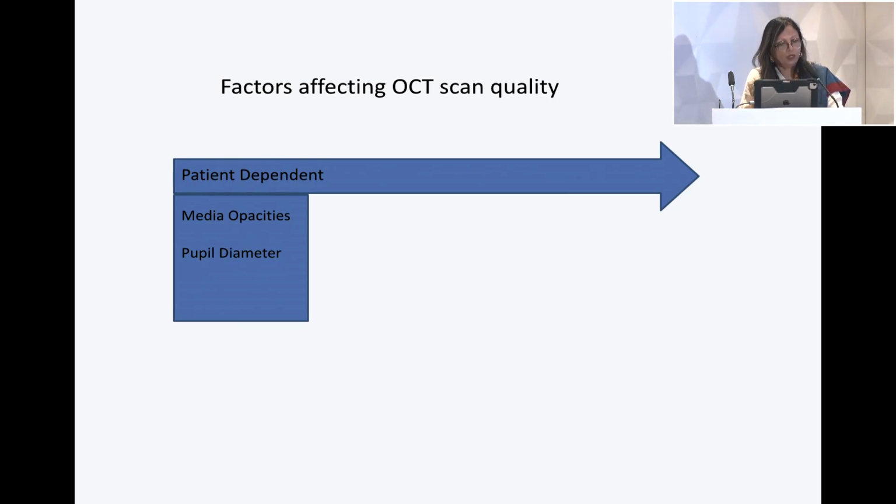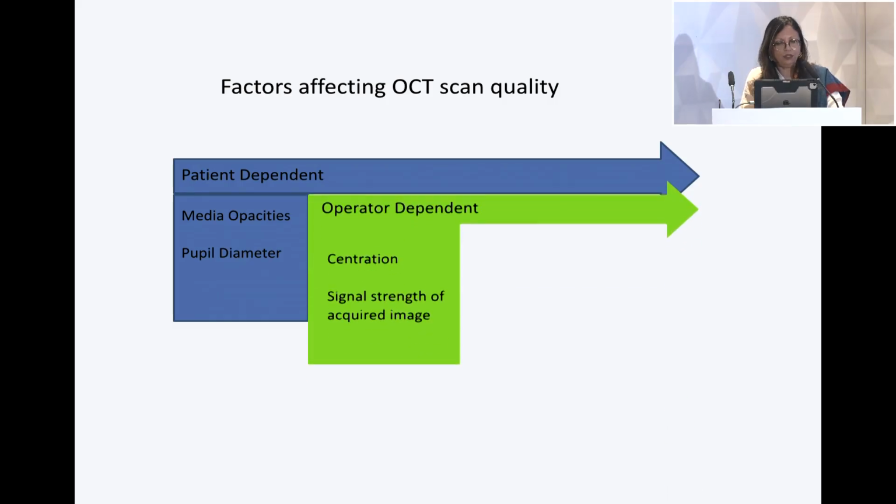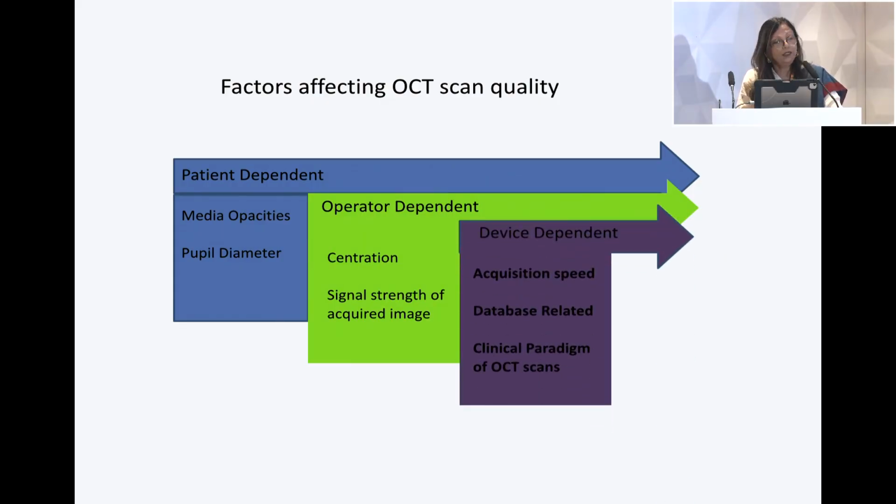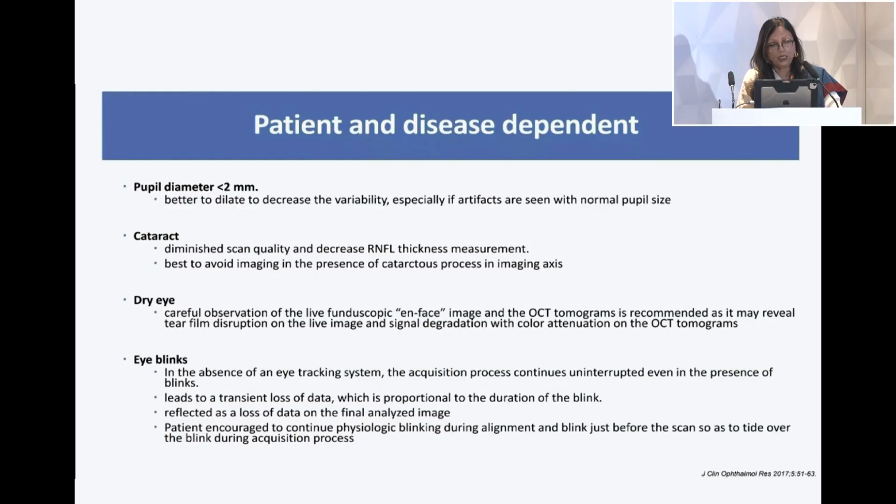So the ones which are patient dependent are media opacities and pupillary diameter. Operator dependent are centration and signal strength of the acquired image, and device dependent are acquisition speed, database related, and clinical paradigms of OCT scans. So the patient and disease dependent, if you have a pupil less than 2 millimeters, you could get an erroneous scan. Cataract could actually give a hazy media and also give an erroneous scan. Be careful your patient doesn't have dry eye, because that also can cause segmental defects in the OCT, and eye blinks in the tracking system can actually cause missing data in the OCT.